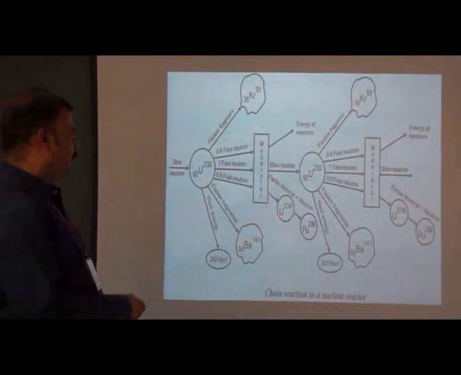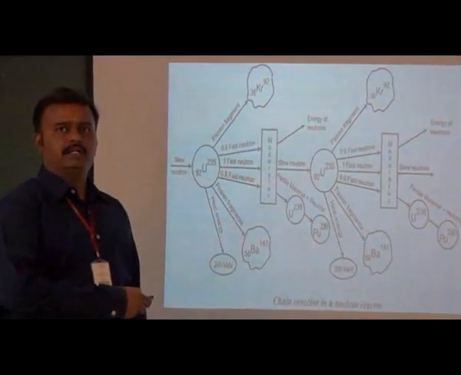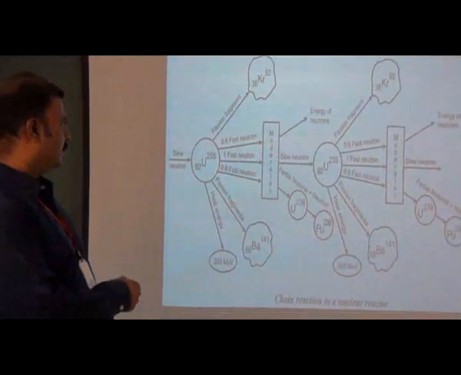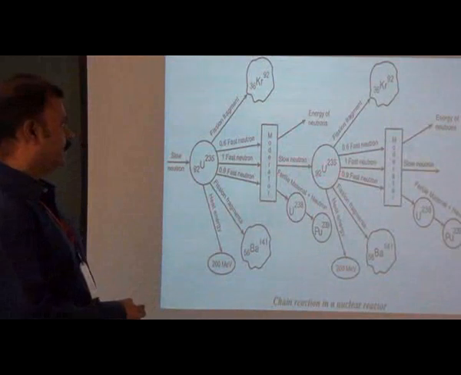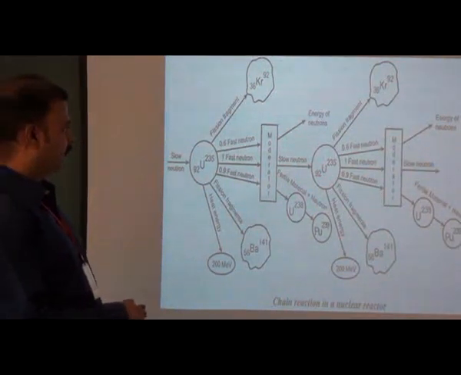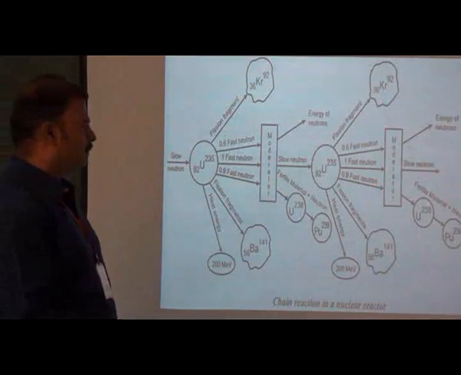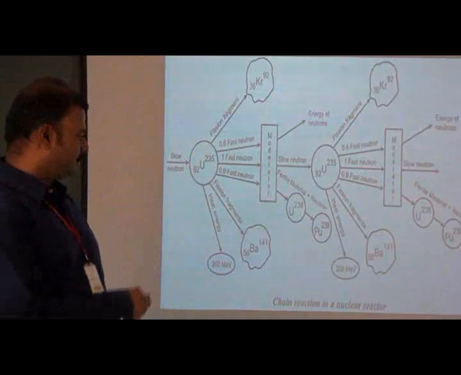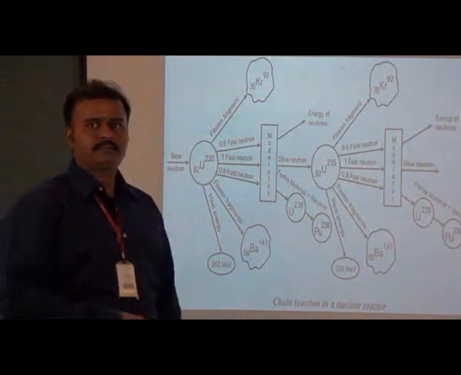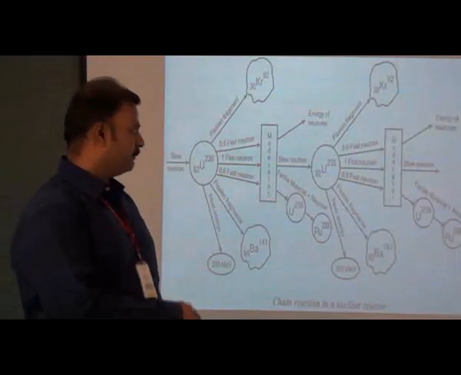It is a controlled one. As I already told, the moderator, graphite or heavy water, is used to absorb the extra neutrons. Again, a slow neutron is used to bombard this uranium-235 into two fragments, and again, it is a continuous process. If these processes are in a controlled manner, it is used in the nuclear reactor. If it is in an uncontrolled manner, it is used in atom bombs.